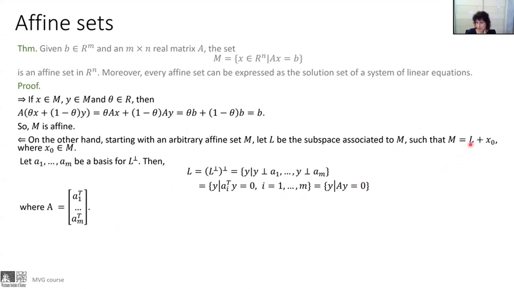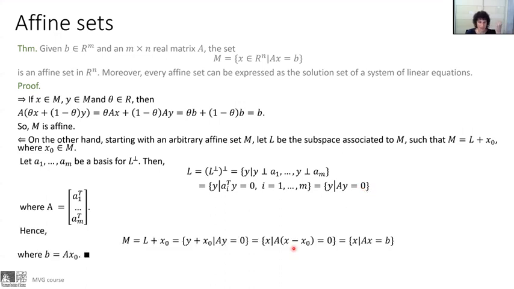Now I would like to describe L. L is a subspace. Okay. So I'm going to take a basis for L, sorry, for L perpendicular, which is the subspace perpendicular to L. I construct a basis with m elements for L perpendicular. Then what is L? L is all the vectors that are perpendicular to the basis of L perpendicular. That's what is written here. And in shorthand, I can take all the Ai's, put them in the rows of a matrix A, and say that L is actually all the y such that Ay equals zero. Okay, good.